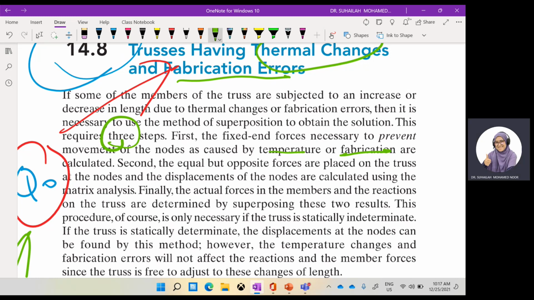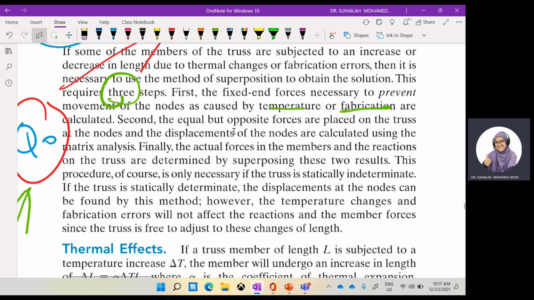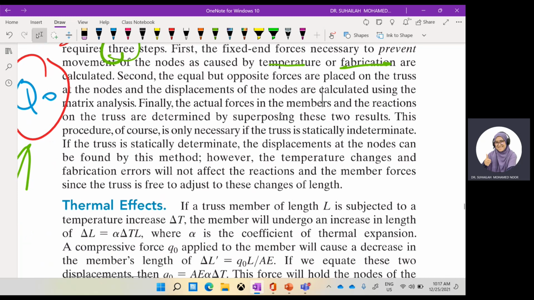Second, equal but opposite forces are placed on the truss at the nodes and the displacements of the nodes are calculated using matrix analysis. Finally, the actual forces in the members and the reactions on the truss are determined by superposing these two results. This procedure is only necessary if the truss is statically indeterminate. If the truss is statically determinate, the displacements at the nodes can be found by this method. However, temperature changes and fabrication error will not affect reactions and member forces, since the truss is free to adjust to these changes of length.